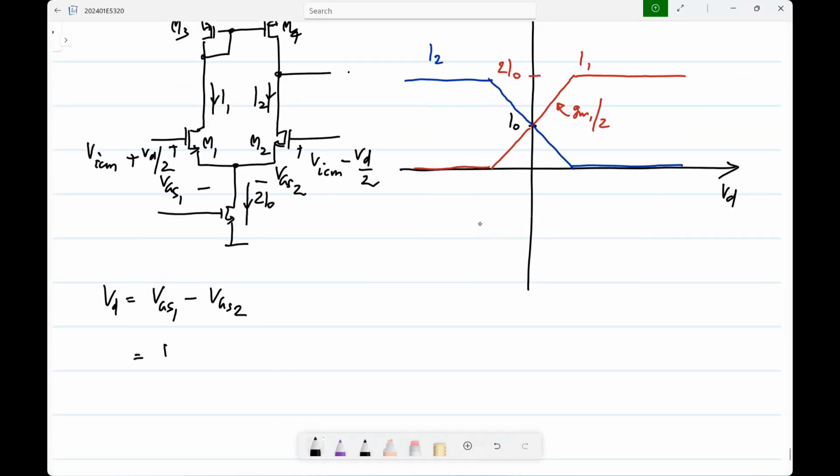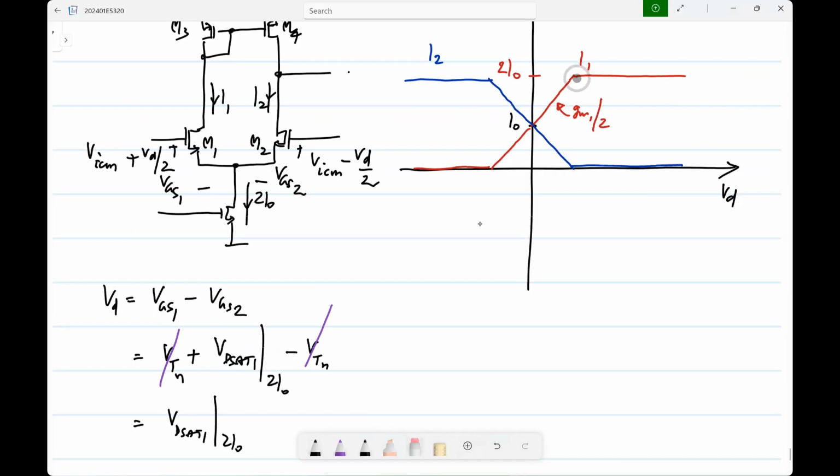It will be Vt plus square root 2 times the current divided by, maybe my usual notation is better, Vd sat 1 at a current of 2I0. What is the VGS of M2 at the point where it just cuts off? It is Vt, the threshold voltage. So minus Vt, okay, so this goes away. So the limit is basically Vd sat 1 at a current of 2I0.